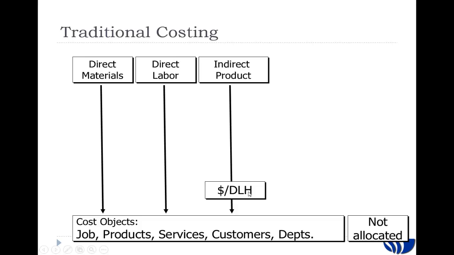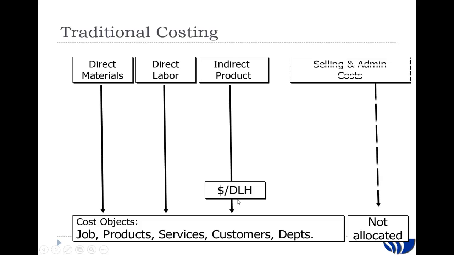So it could be direct labor hours, right? We calculate this predetermined overhead rate and then allocate the costs in proportion to the amount of direct labor hours used. And then the selling and administrative costs are not allocated. All right, so that's a theoretical overview. Theoretically, how does activity-based costing differ?